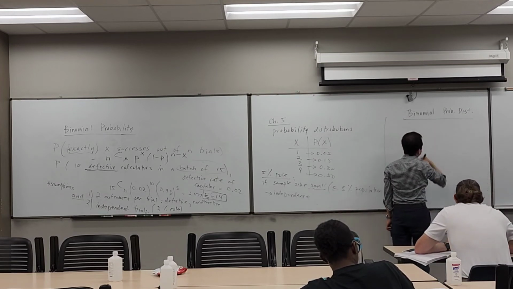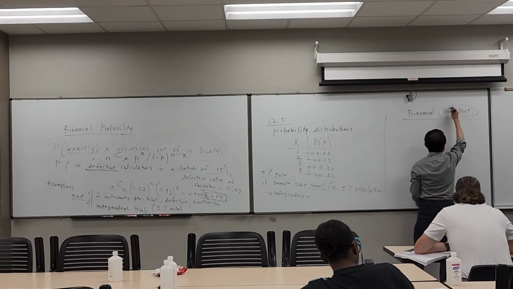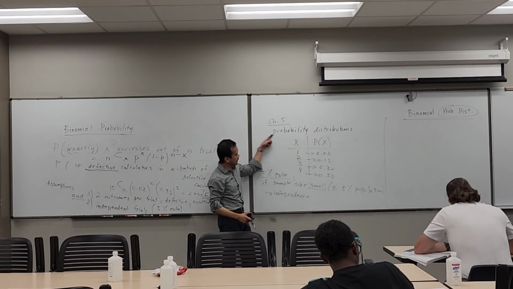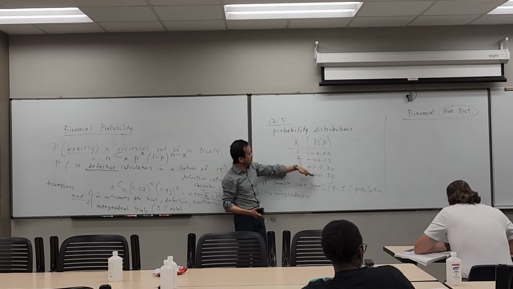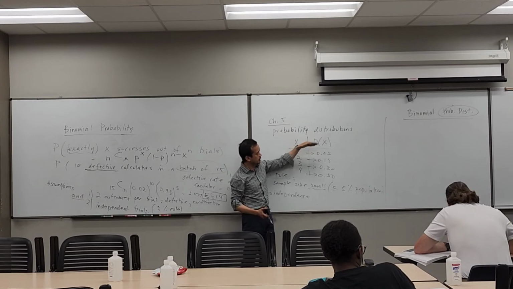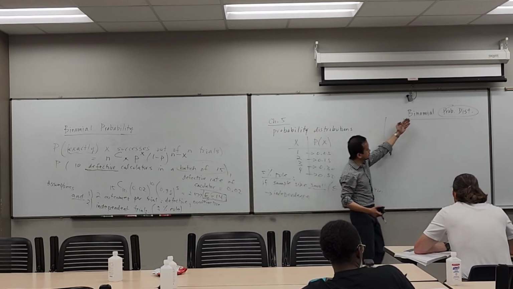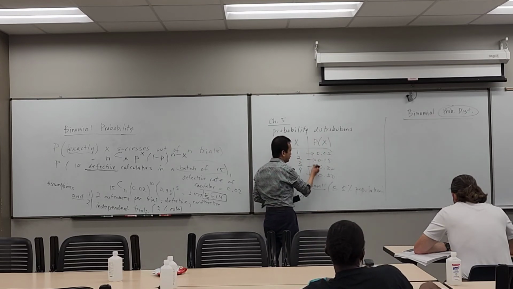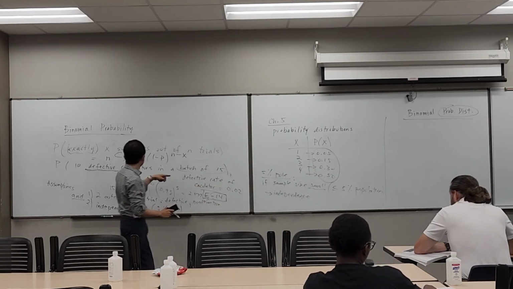So a binomial probability distribution is a special case of a probability distribution. And a probability distribution is the first thing we talked about in chapter 5. You can represent it with a table of two columns, x and p of x. That's an ordinary probability distribution. But what makes that probability distribution a special case of a binomial probability distribution is if all these probabilities, instead of being arbitrary probabilities, were calculated using the binomial probability formula.